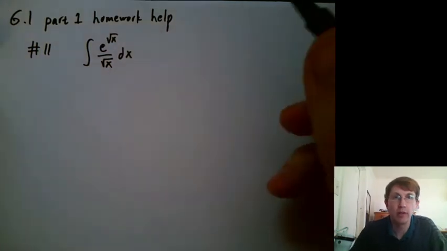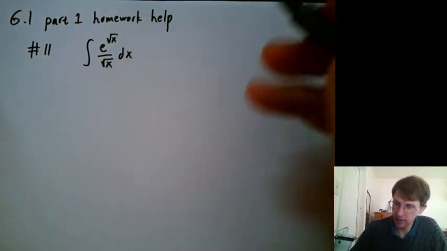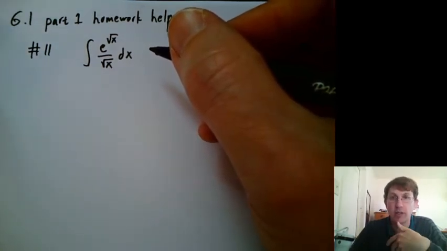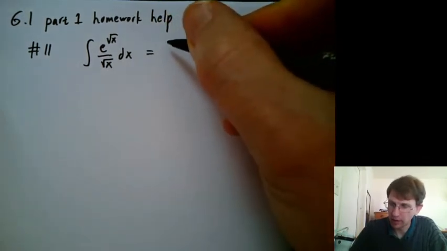Let's do a little homework help for chapter 6.1 part 1. There might be a problem like this there. A big thing in u substitution is what do I make my u? And sometimes it's hard to see kind of what the inside thing is. So rewriting it can help sometimes.